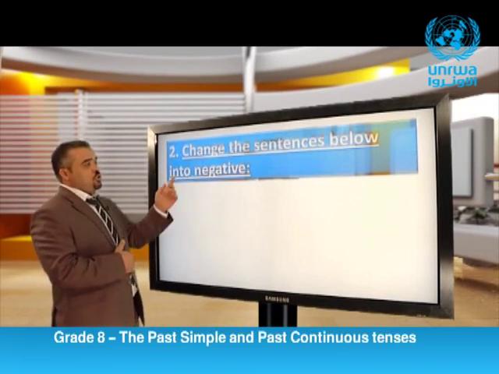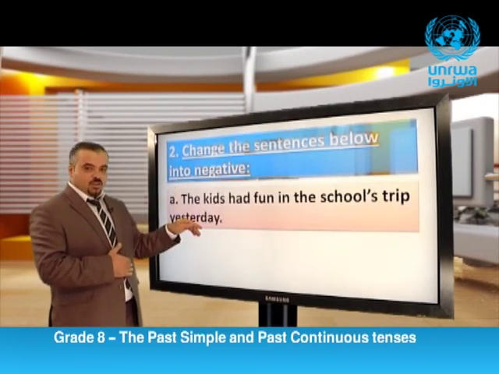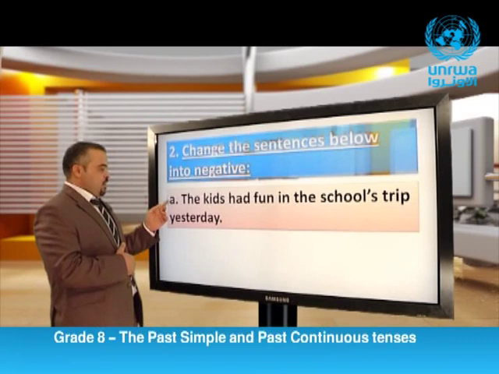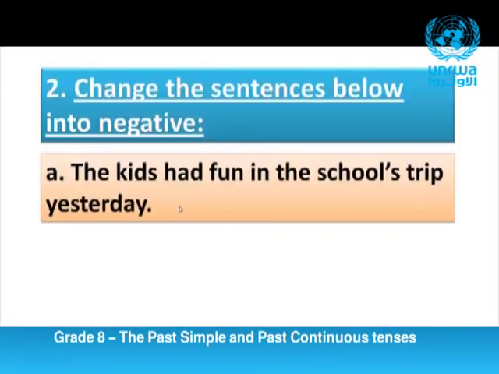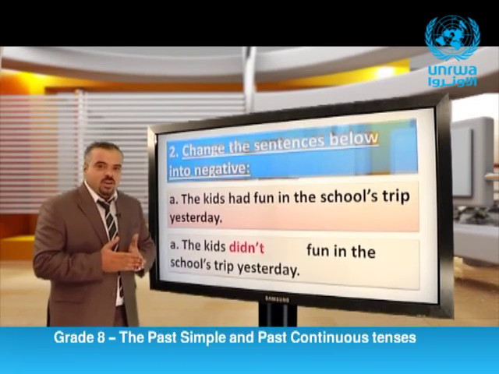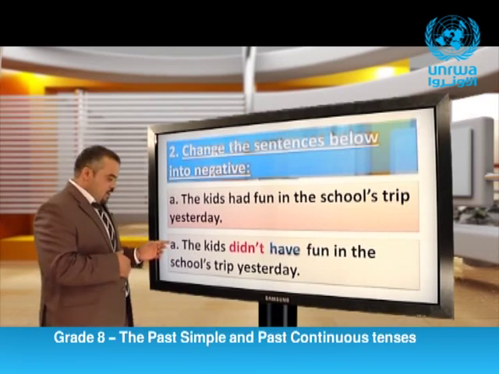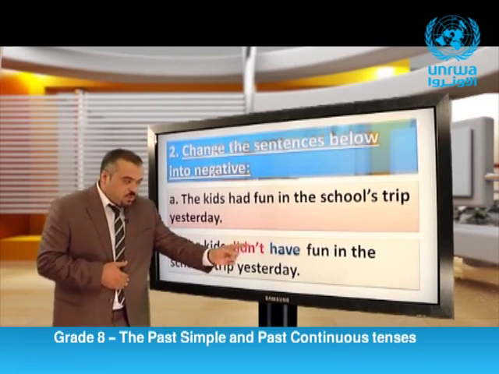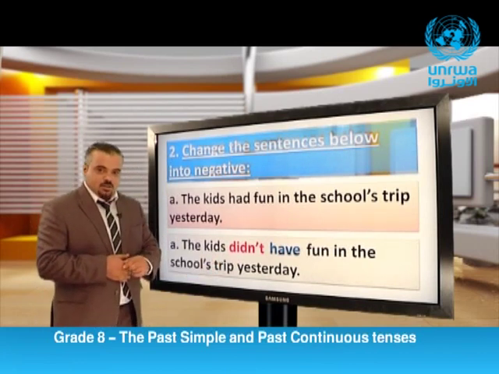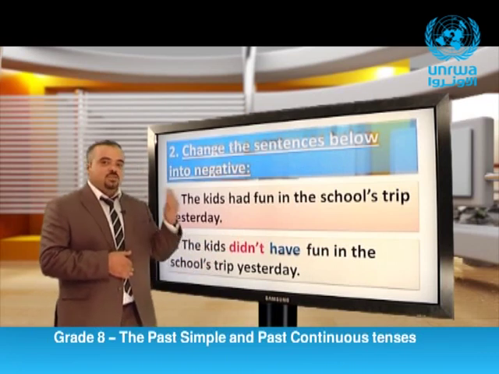Number 2. Change the sentences below into negative. حول الجمل في الأسفل إلى النفي. A. The kids had fun in the school's trip yesterday. Okay, let's see how to negate this sentence. Who can negate it? Very good, excellent. The kids did not have fun in the school's trip yesterday. Again, the kids didn't have fun in the school's trip yesterday.